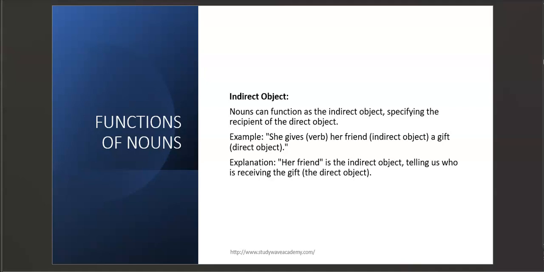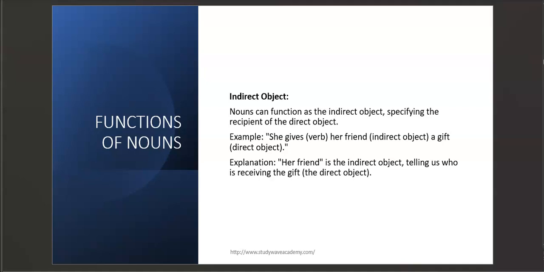What does she do? She gave a gift. So what direct action was done? Giving the gift. So gift becomes our direct object, the direct action that was done. Okay, so she gives the friend a gift. So who received the gift? It's the friend. Now this is the indirect object that received the action.